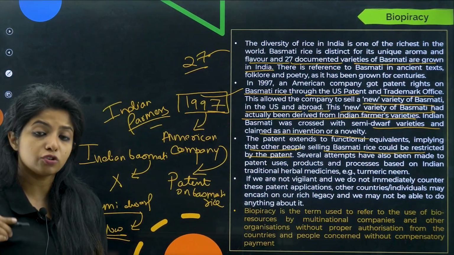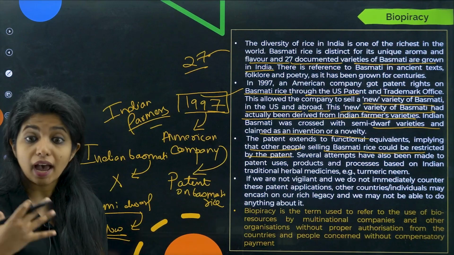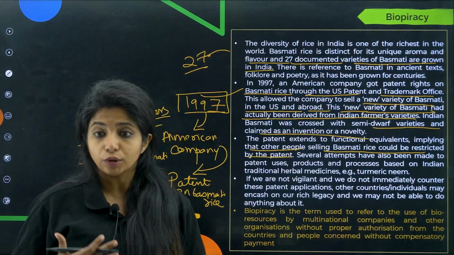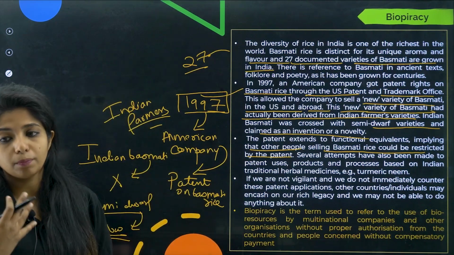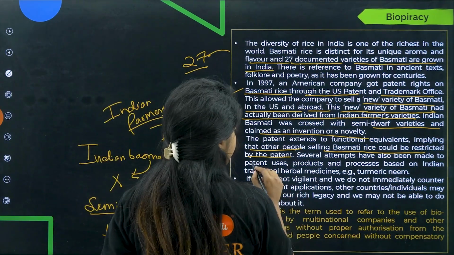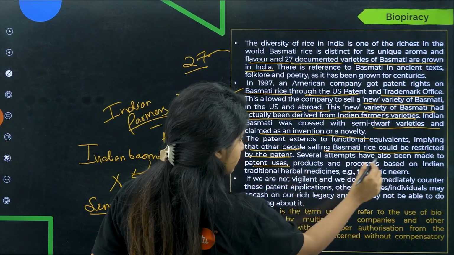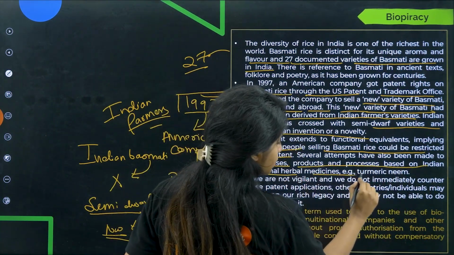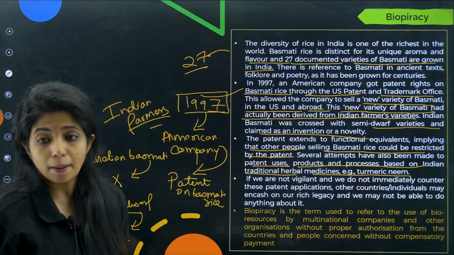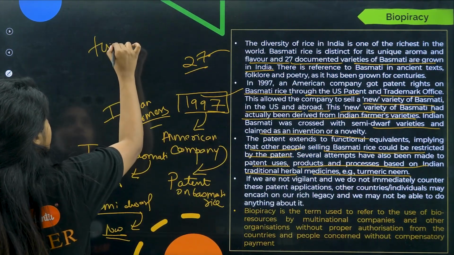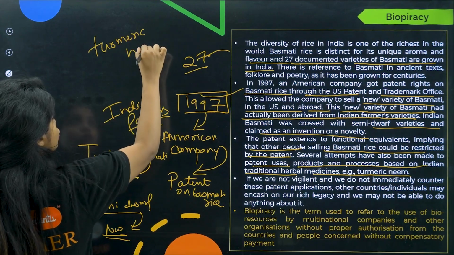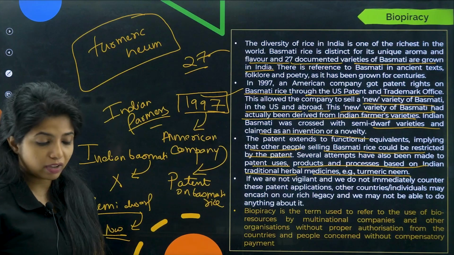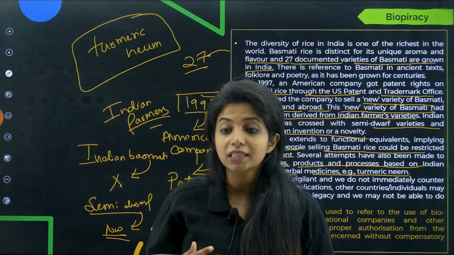That anyone else who is trying to sell this basmati rice could have serious repercussions. They could have to go to court, they could be jailed, anything could happen if someone is using patency. Now several attempts have also been made to patent uses, products and processes based on Indian traditional and herbal medicines such as turmeric and neem. So apart from the basmati rice, turmeric and neem were also tried to be made patent. Now that is something scary, because again that is something that we find very easily in India.